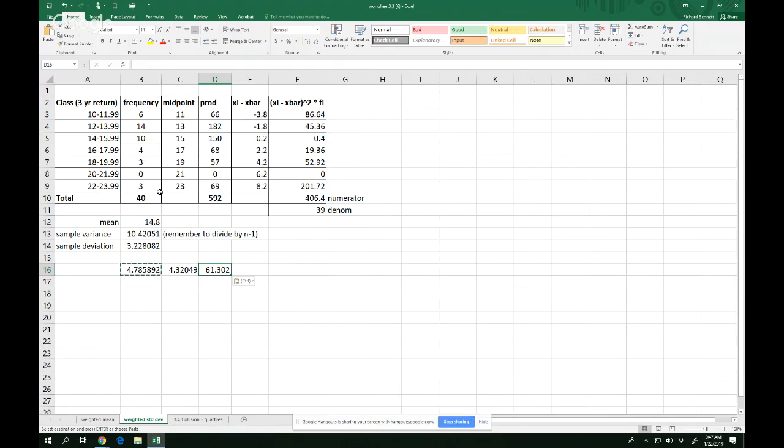If we were going to use the empirical rule, we would use the mean, the 14.8, and then the sample deviation. That's a good question. In order to use the empirical rule, what does my data have to look like? A normal distribution. Is my data normal?